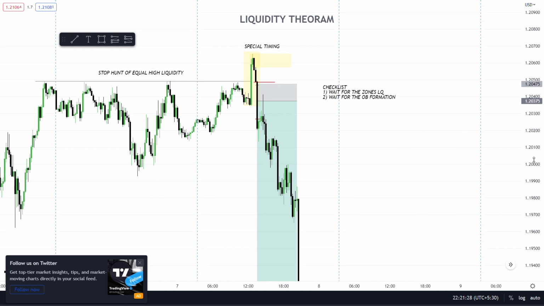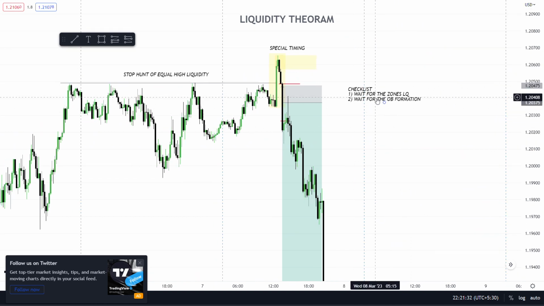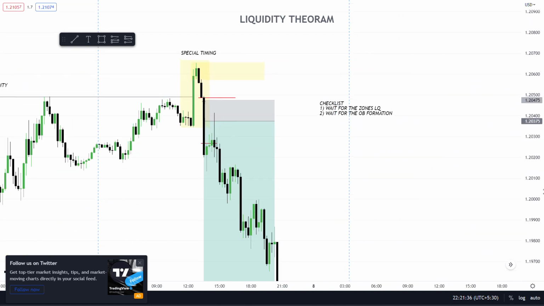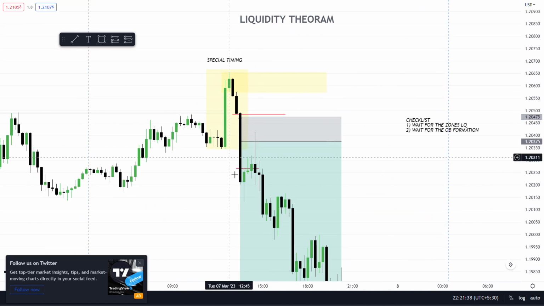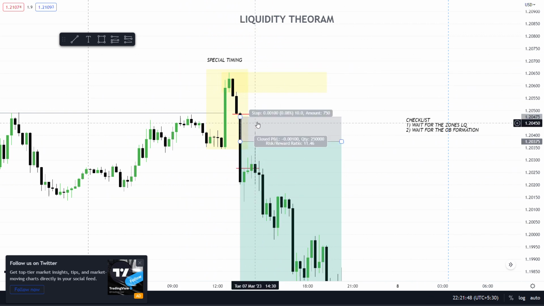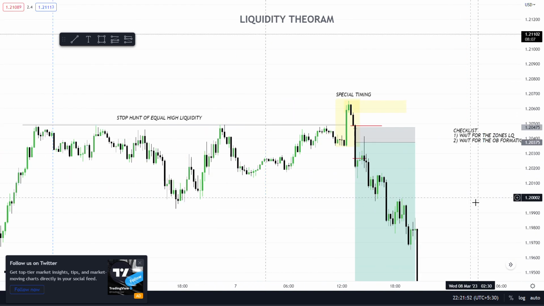What's our checklist? We waited for the liquidity zones to be taken out, and we waited for the OB formation with the imbalance. What is the OB formation? In other words, we should have an imbalance. See this big candle, we should have big candles like this, so there will be imbalance in these candles. After the imbalance is formed, we should use our fib level, mark the 50% of the imbalance, and place our entry at the 50% level.